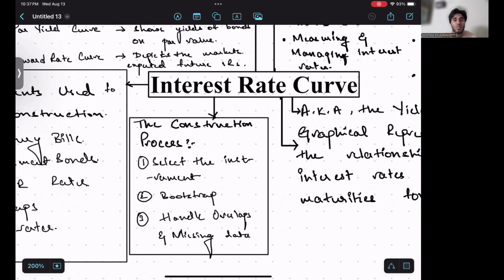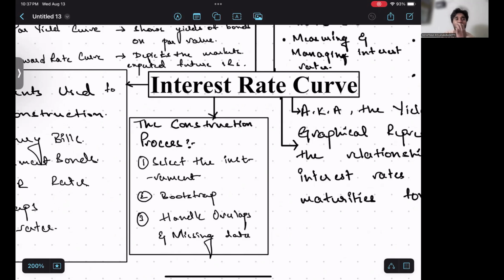Next, we handle overlaps and missing data. Market instruments may not cover every single maturity. We use interpolation to estimate rates between known points and extrapolation to infer rates beyond the longest observed maturity.